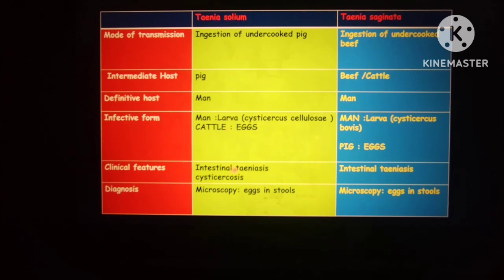So the clinical features, as you know, it causes intestinal taeniasis and cysticercosis. There is a term called neurocysticercosis. So how can you diagnose this? By the eggs. You can demonstrate the eggs in the stools.